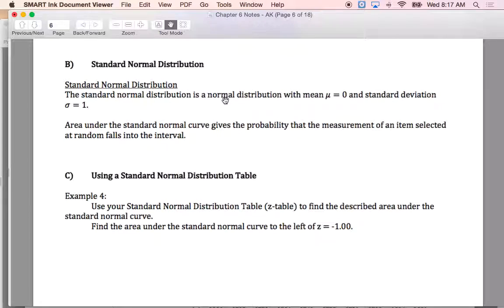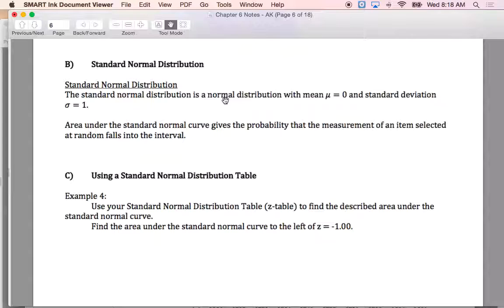Okay, standard normal distribution. The standard normal distribution is a normal distribution with a mean at 0 and a standard deviation, your sigma, of 1. The area under the standard normal curve gives the probability that the measurement of an item selected at random falls into the interval. So when they talk about this standard normal distribution, we're going to have a special table with it. That's the table I told you to get out. And I'm going to have mine pop up too so we can look at it together. So we're going to practice using the table here.